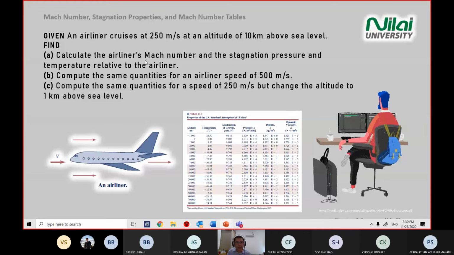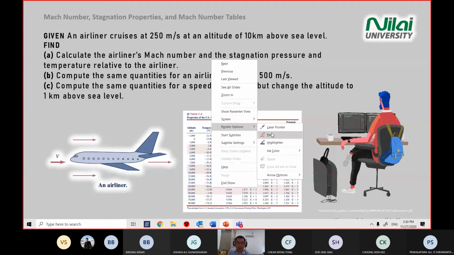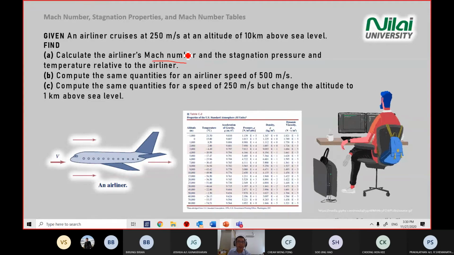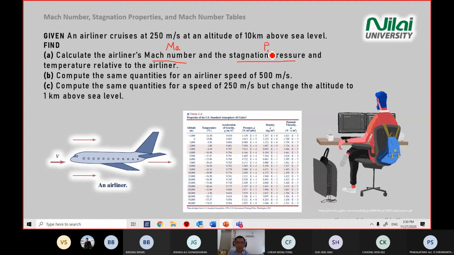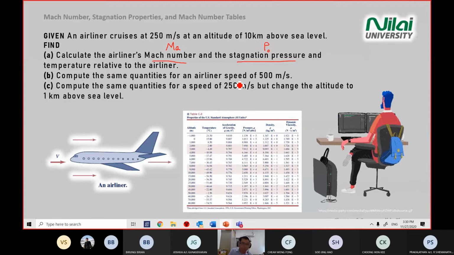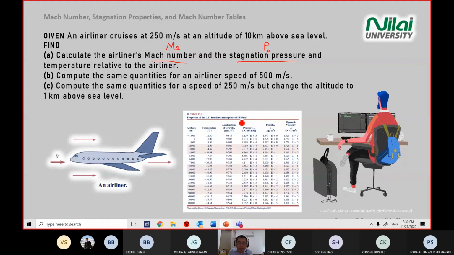The first thing is Mach number. First thing, find Mach number, which is your Ma. Stagnation pressure, maybe new to you, is P0, which is where the air does not move. And temperature relative to the aircraft. And there's a table given below the question in your handout. So this table C.2 is for the standard atmosphere in SI unit.